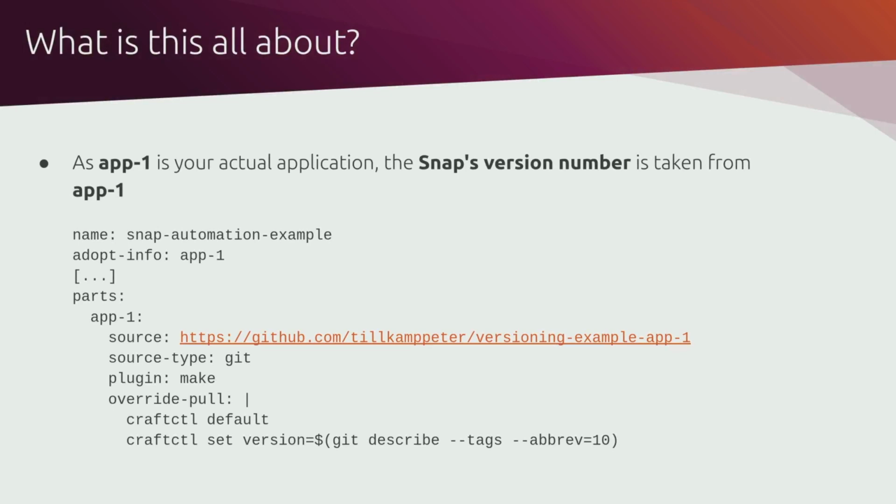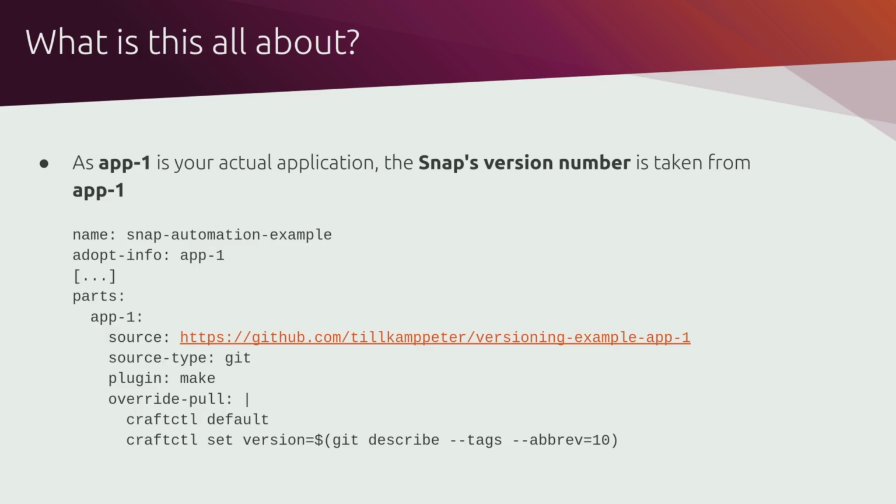So this is the first app. This is app 1 in the snapcraft.yaml. The snapcraft.yaml is called snap automation example. And you have here the adopt info app 1. This means we do not take the version number, description, and similar metadata hard-coded in the snapcraft.yaml, but we take them, or at least a part of it, we can decide which part, from the part app 1.